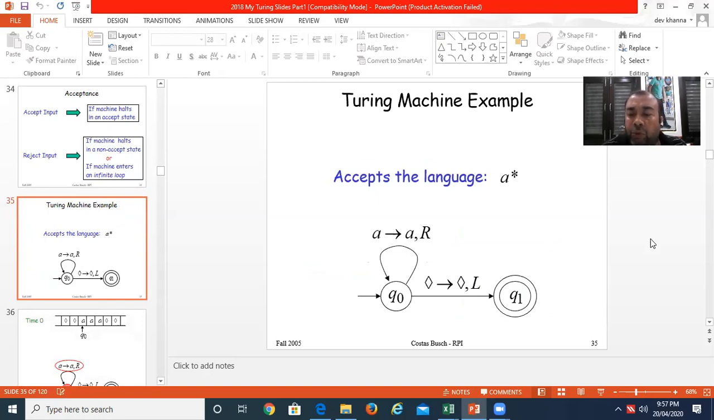Q0 is the starting state. Q1 is the final state. The Q0 transition says A gives A comma R. It means after reading A from the input tape, A remains A and you switch to the right hand side. And another transition: once you meet the blank symbol, it remains blank symbol and you switch towards the left hand side, and finally switch to the final state. So this is the Turing machine for A star.